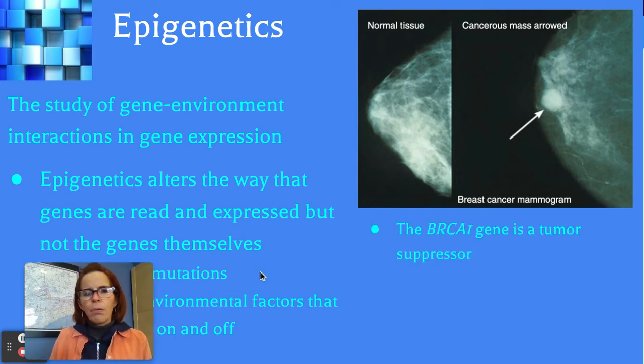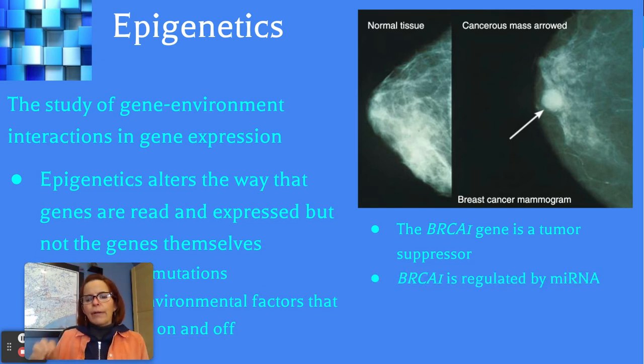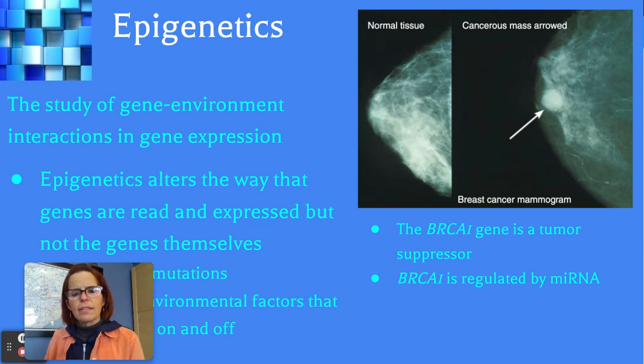So here's an important example. The BRCA1, that's a 1, not an I. The BRCA1 gene is a tumor suppressor. So we know what tumor suppressors do. BRCA1 is regulated by something that's called microRNA. And we're going to learn about microRNAs in our next unit, but just know that it regulates it.